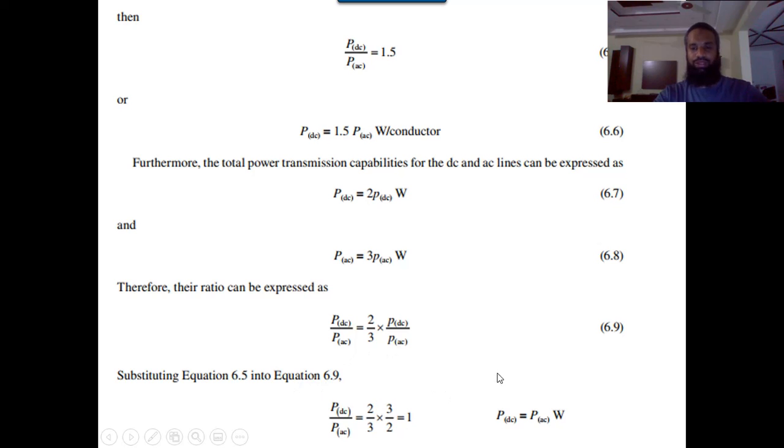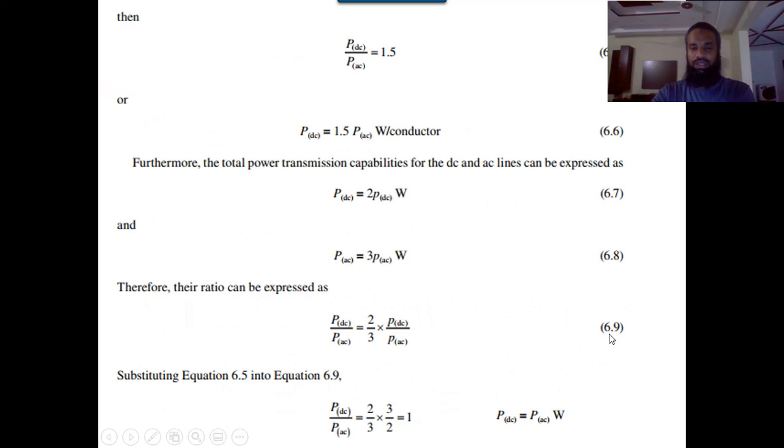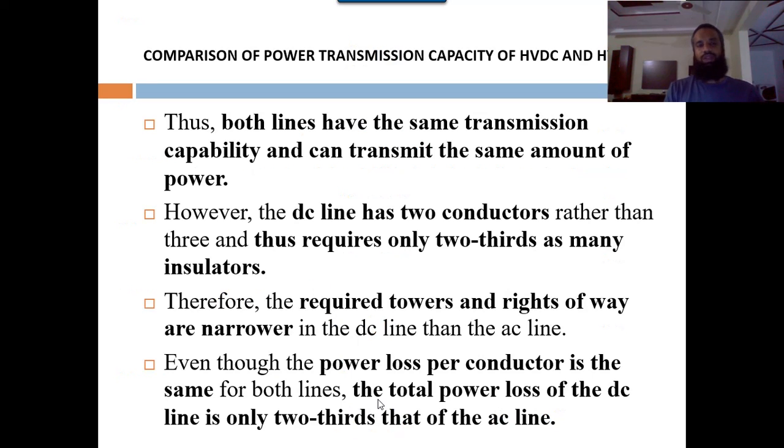But if we choose these two equations, number one is 6.9 and the second one is 6.5, we can combine these two equations, then we have 2 by 3 into 3 by 2 is equal to 1. That means that if we use a two bipolar system, then the power of the DC and the power of the AC are equally transmitted. Now both lines have the same transmission capability and can transmit the same amount of power.